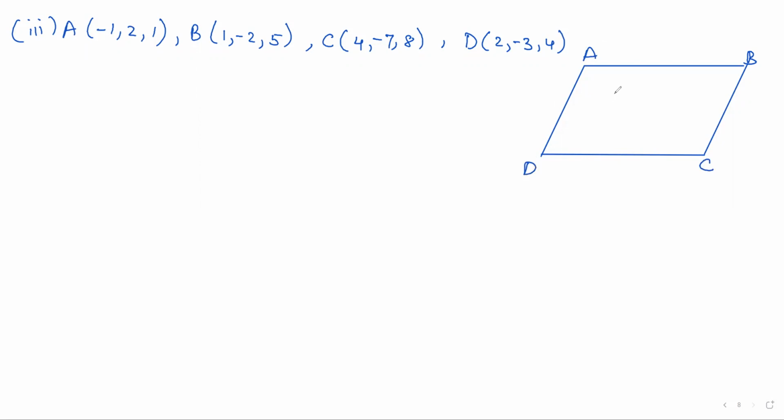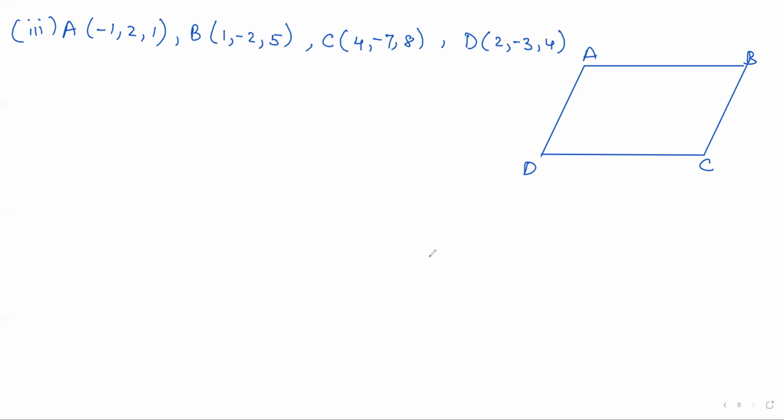Now, in a parallelogram, we know that opposite sides are parallel and equal, which means your AB should be equal to DC and AD should be equal to BC. But adjacent sides are not equal. Any figure will be a parallelogram if the opposite sides are equal. The adjacent may or may not be equal.